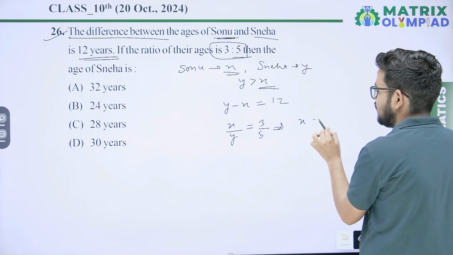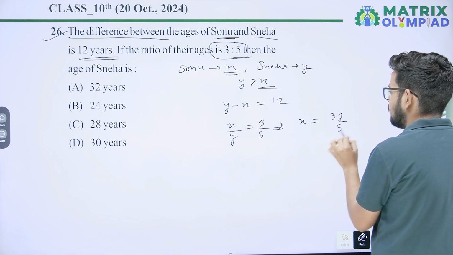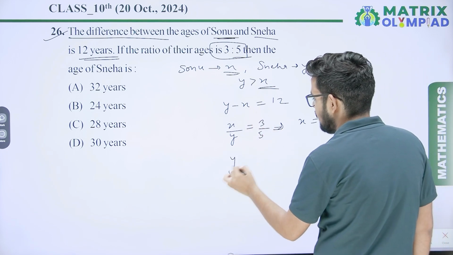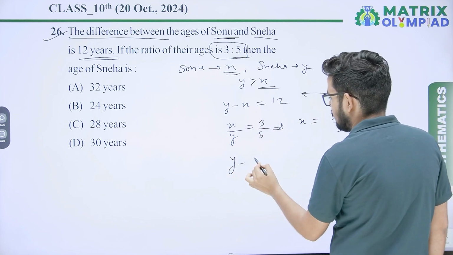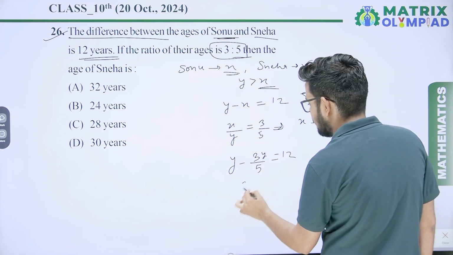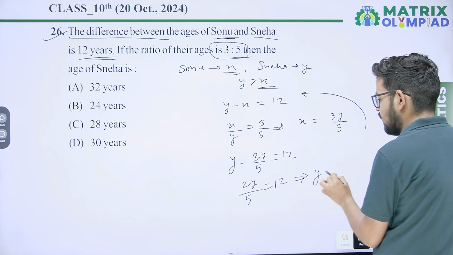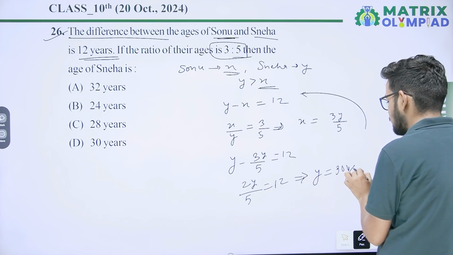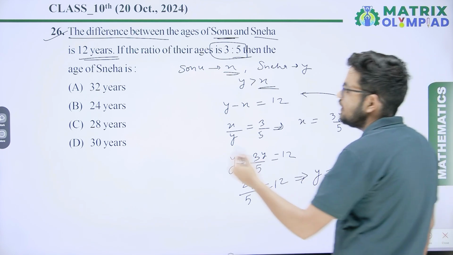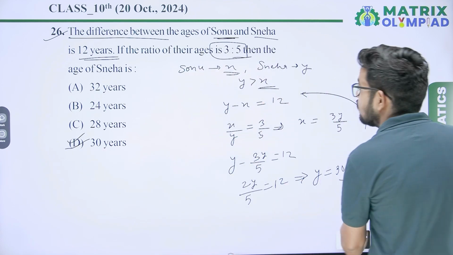So we will eliminate X. So the value of X from this one will be 3Y upon 5. So put Y minus 3Y upon 5 equals 12. So you will get 2Y upon 5 equals 12. So the value of Y will be 30 years. So the age of Sneha is 30 years. Option D will be the correct answer.